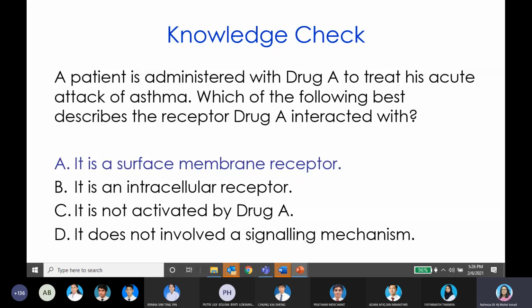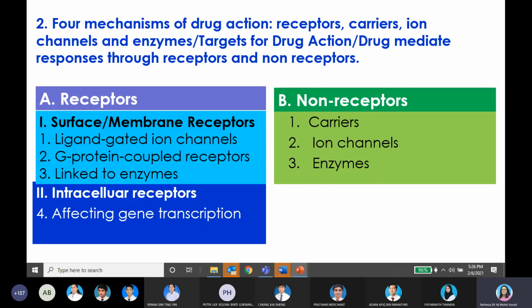Knowledge check again. A patient is administered drug A to treat his acute exacerbation of asthma. Which of the following best describes the receptor drug A interacted with? And the answer, as you had said, is a surface membrane receptor. Okay, so we'll go on to the next one.